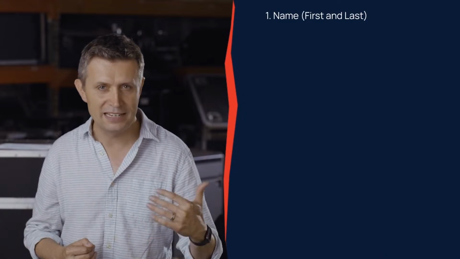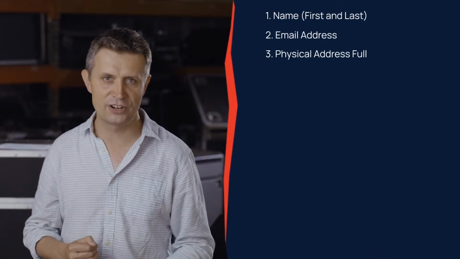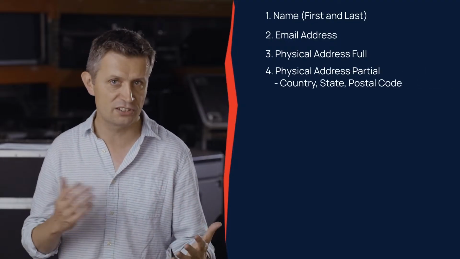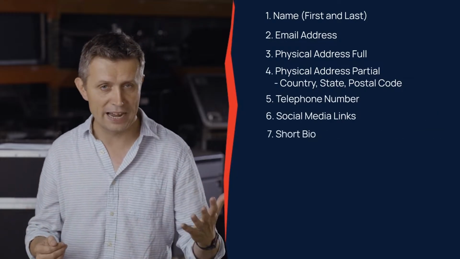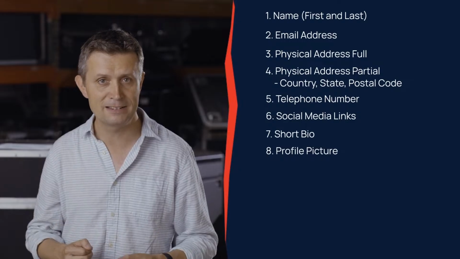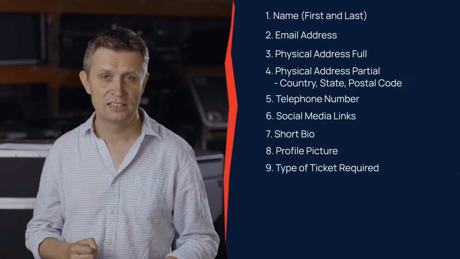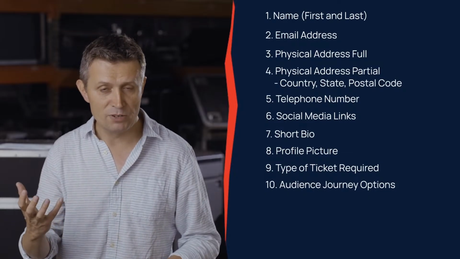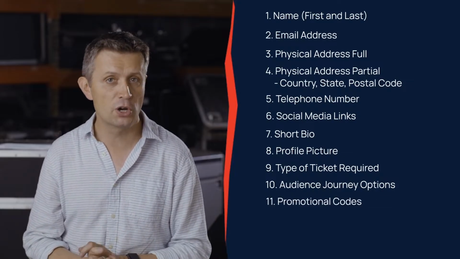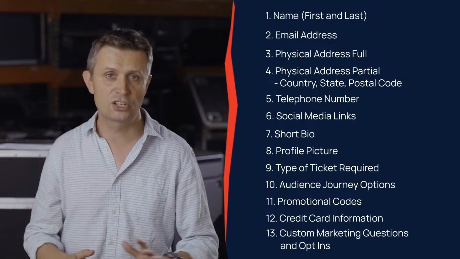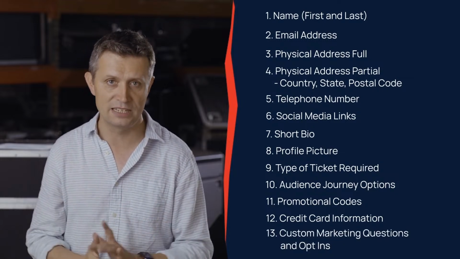I'm just going to run through a list of examples of fields that you may consider, and we'll bring it up on the graphic. Name, your first and last name, email address, a full physical address, a partial physical address, country, state, postal code, telephone number, maybe social media links, a short bio, a profile picture of the attendee, a type of ticket required. You may want to suggest different types of audience journeys throughout the event. You may want to have a field for promotional codes, credit card information, and custom marketing questions and opt-ins.